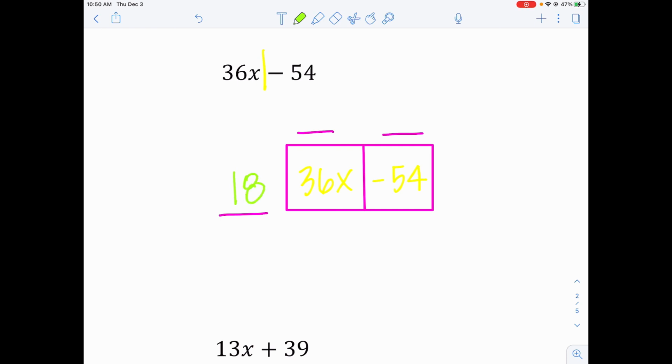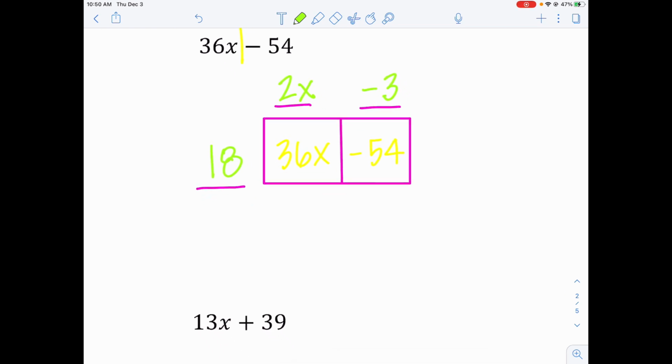Going back through, 36 divided by 18 is 2. So 36x divided by 18 is 2x. And a negative 54 divided by 18 leaves me with a negative 3. Our last step is to rewrite the expression with the parentheses. 18 goes in the front. Inside my parentheses, I have 2x minus 3. And that's my answer.